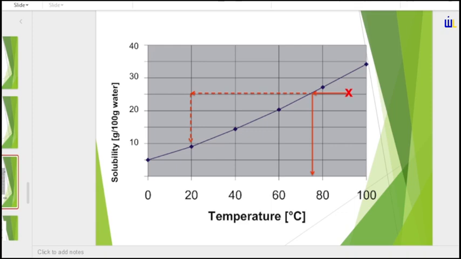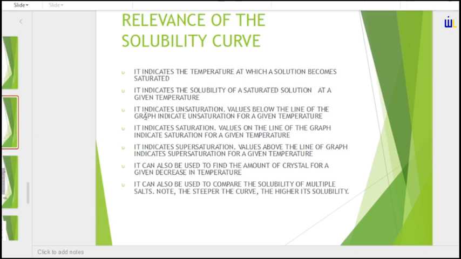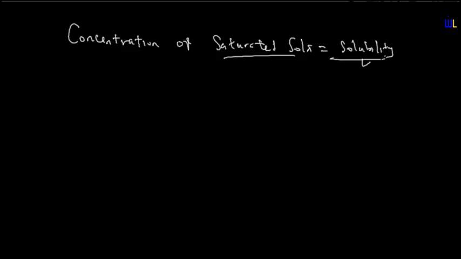Okay, let's continue. We go to the next relevance. The next relevance is that it indicates unsaturation. Values below the line of the graph indicate unsaturation. I'm going to summarize these three at once. So listen. If you have this particular cup, are you listening? And they tell you that what will fill this thing is 5 gram. If what will fill it is 5 gram and I put 4.5, is this thing saturated?